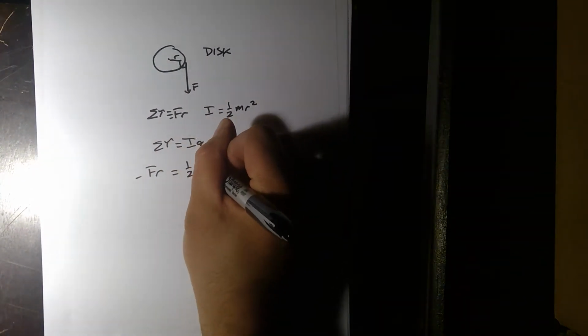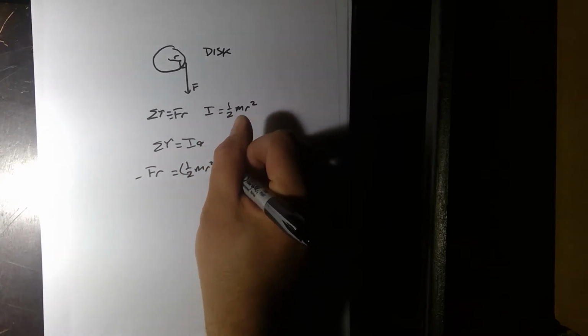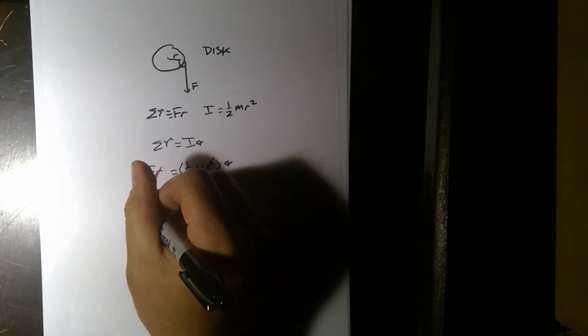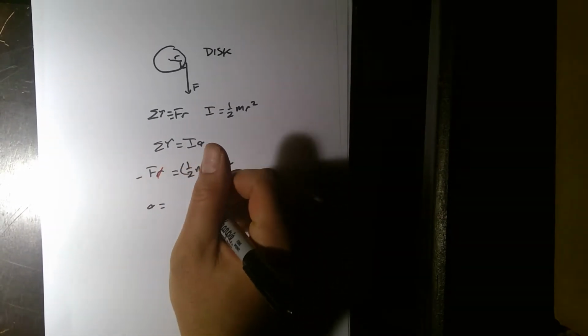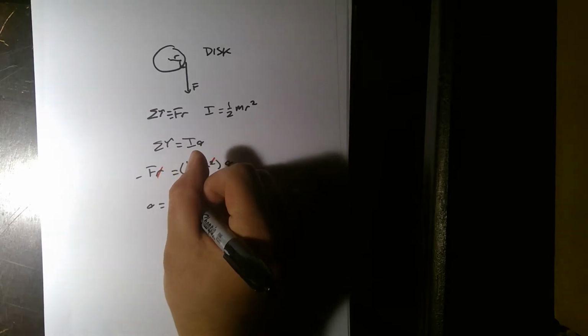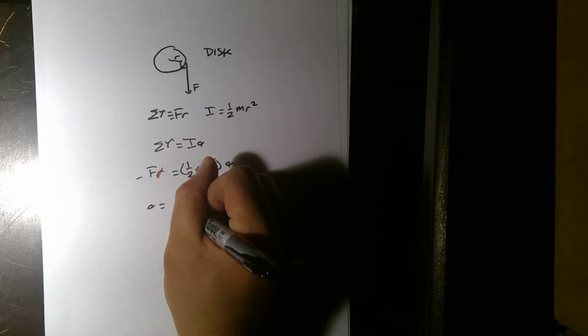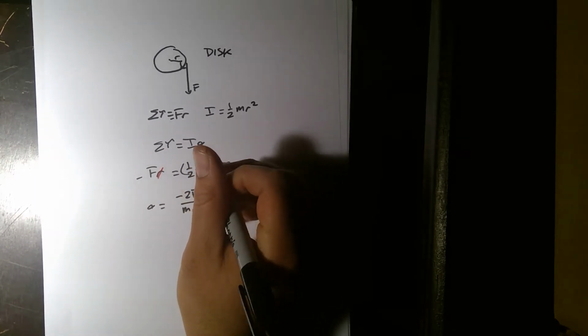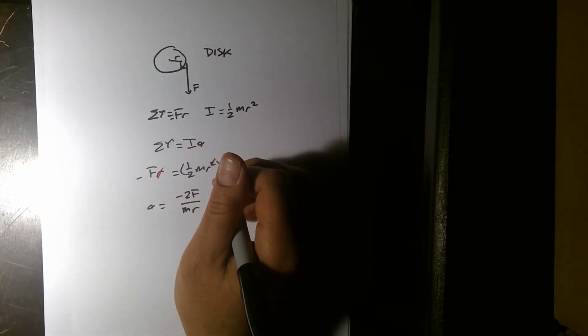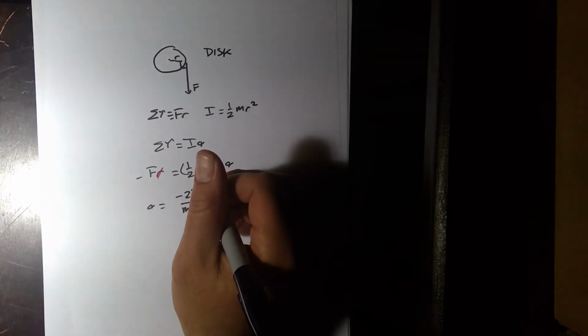1/2 mr squared in for I. Now we can solve for alpha here. Basically, we'll cancel out one of those r's, just divide both sides by 1/2 m, and I guess alpha would end up equaling negative 2F over mr. Did I say divide by 1/2 m? I meant 1/2 mr because we still have an r there. And this would end up being our value for alpha here.